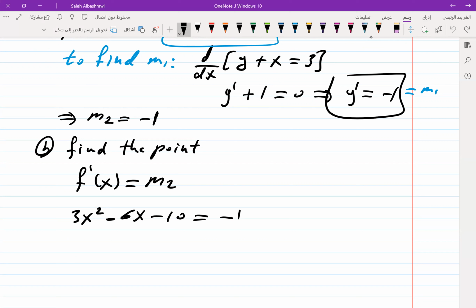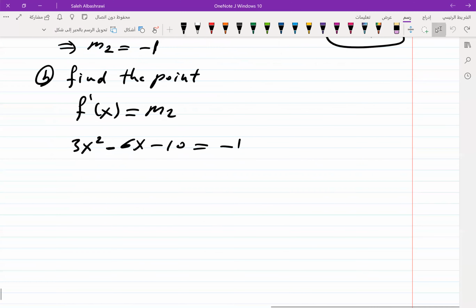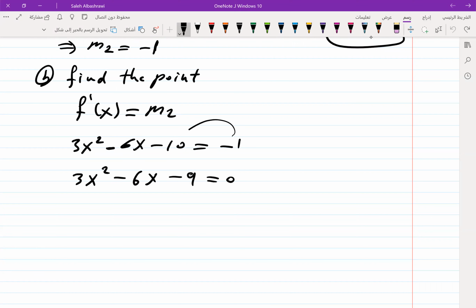3x squared minus 6x minus 10 equal to minus 1. I have an equation of second degree, and what I need is just to find the value of x. So this is 3x squared minus 6x minus 9 equal to 0. We just bring minus 1 to the left side. To the plus 1 side, I will have minus 9. I can divide by 3 to make it easier.